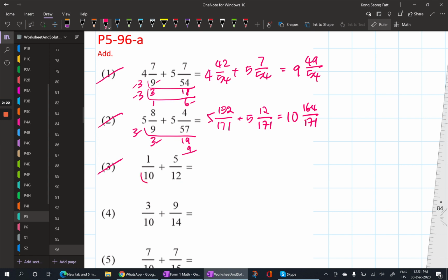What about the common denominator for 10 and 12? You can divide it by 2, you get 5 and 6. 2 times 5, 10. 10 times 6, 60. Right, so you use 60 as your common denominator. 10 times 6 is 60. 1 times 6 is 6. 12 times 5 is 60. 5 times 5, 25. So this is 31 over 60.